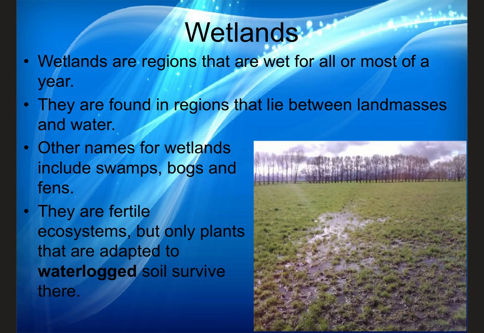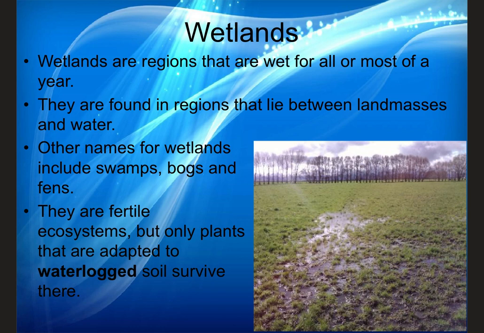All right, looking at our next type of aquatic biome, we are looking at the wetlands. So wetlands are regions that are wet for all or almost the entire year. These regions are found in areas that lie between land masses and water. So this is kind of like that intermediate zone. Other names for wetlands include things like bogs, swamps, and fens. These are often very fertile ecosystems, but only plants that are adapted to waterlogged soil survive.